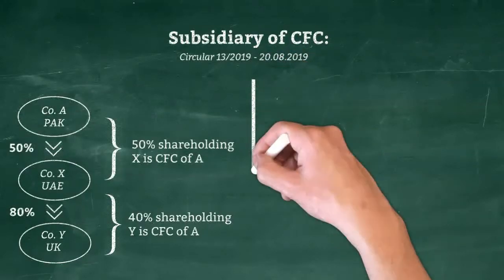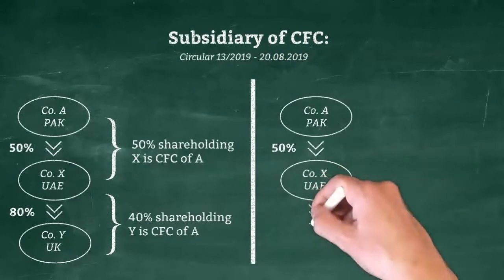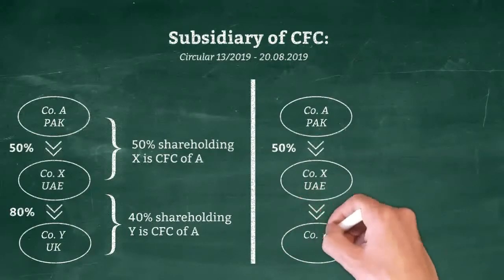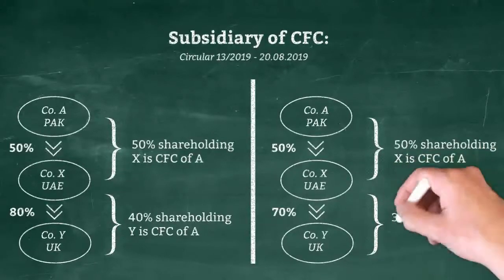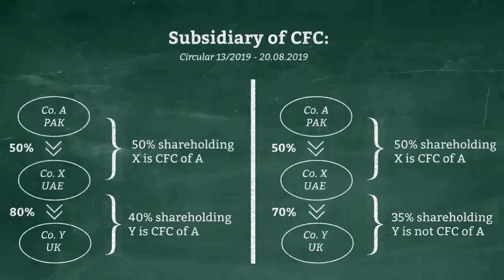And in a similar example, if Company X had 70% shareholding in Company Y, then Company A shall bear effective control of 35% in Company Y, in which case Company X shall be CFC, but Company Y shall not be treated as CFC of Company A. So the effective control of subsidiaries is the key point here.